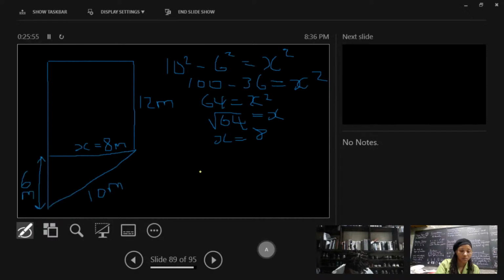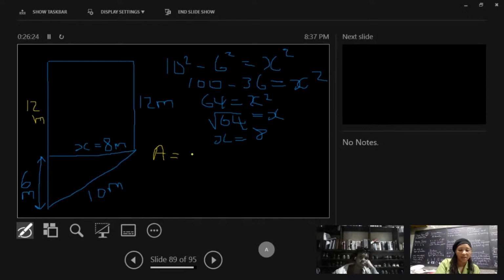Now we can look for the parallel sides. Actually, I think we need to add the 6 and the 12 to find the length of that side. So this is 12 as well. The full length here would be 12 plus 6. How much is that?